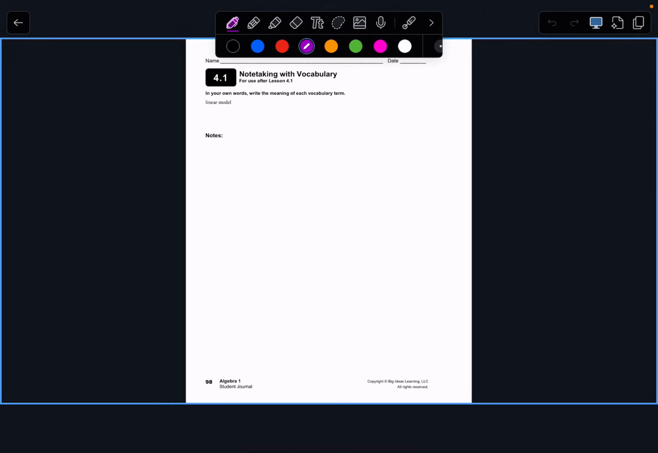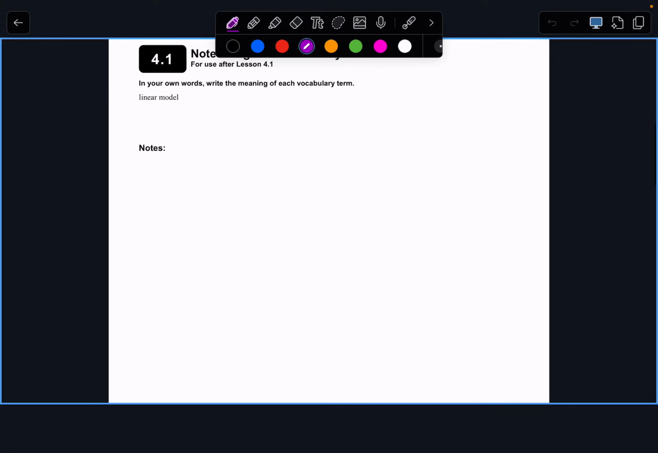Then on page 98, this is what we're going to do. We are going to remind ourselves that slope-intercept form means y equals mx plus b.